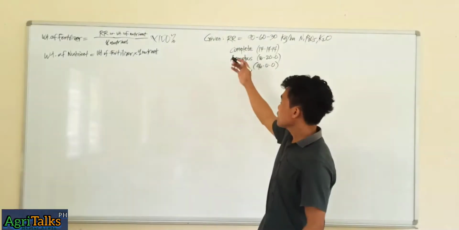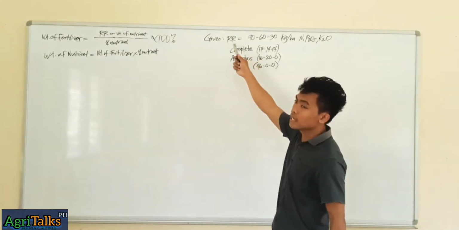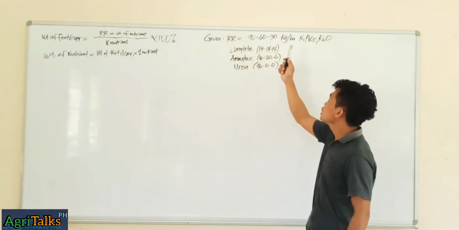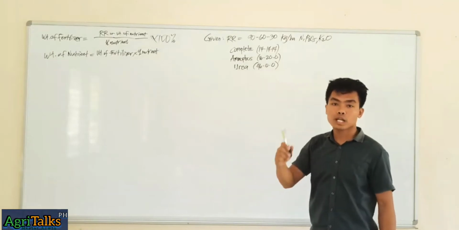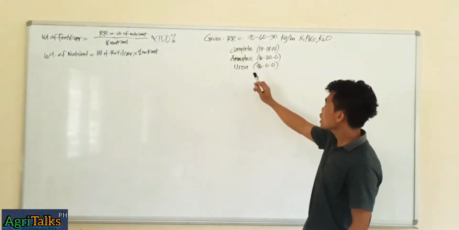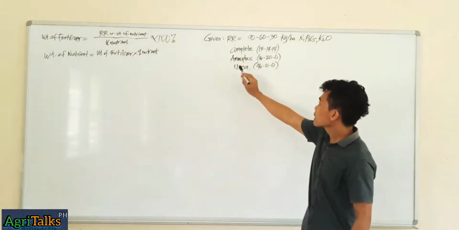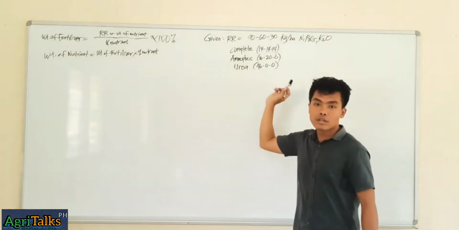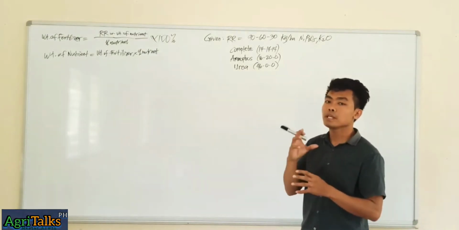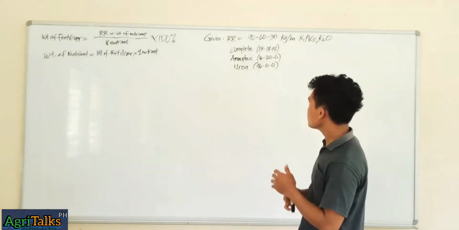These are the givens from the problem. So we have this recommended rate, which is 90, 60, and 30 kilograms per hectare of nitrogen, phosphorus, and potassium. And we have these available fertilizer materials, which are the complete, which has a 14-14-14 fertilizer grade, ammonium phosphate, and urea. So these are the fertilizer materials that will be used in computing the nutrient requirement of our soil.